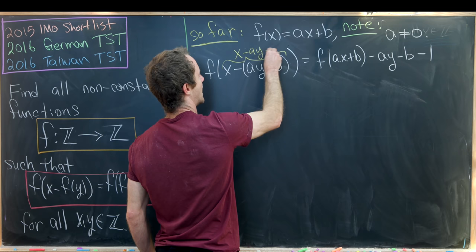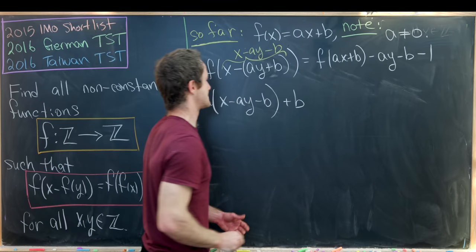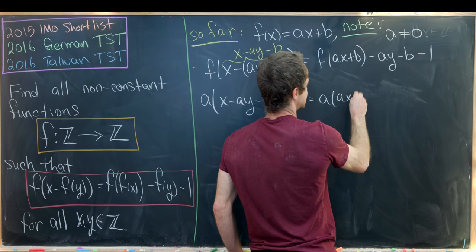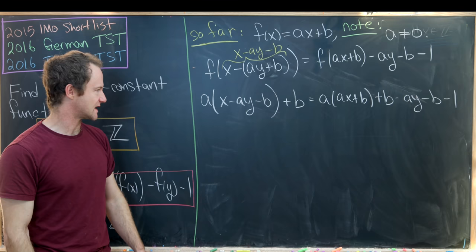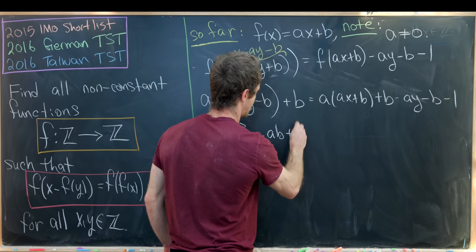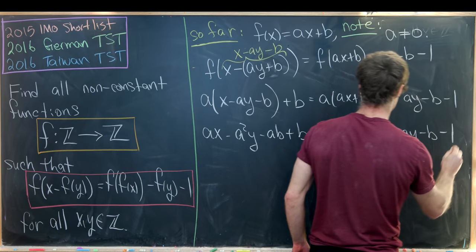Now let's do these operations of f one more time. So here we'll have a times the argument. So that's x minus ay minus b plus b. And then over here we'll have ax plus b plus b minus ay minus b minus 1, like that. Okay, so now let's expand everything and then move everything to one side of the equation. So here we'll have ax minus a squared y minus ab plus b. That's the left-hand side of our equation. Here we'll have a squared x plus ab plus b minus ay minus b minus 1.